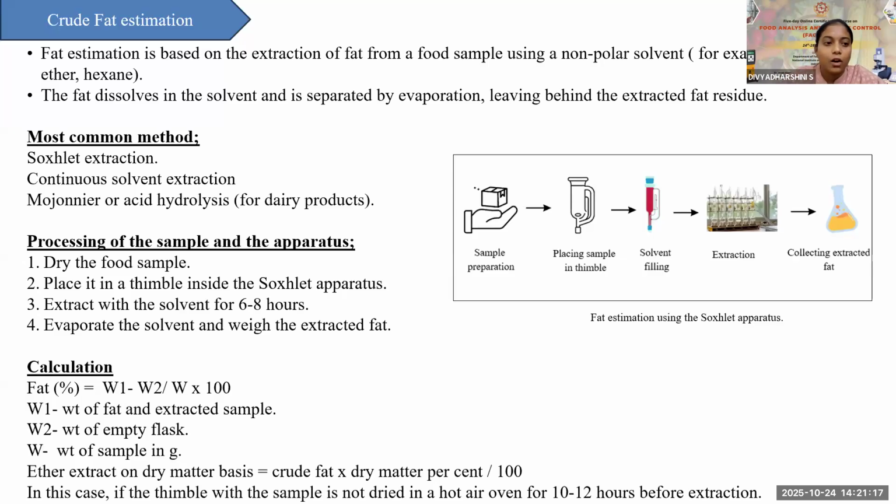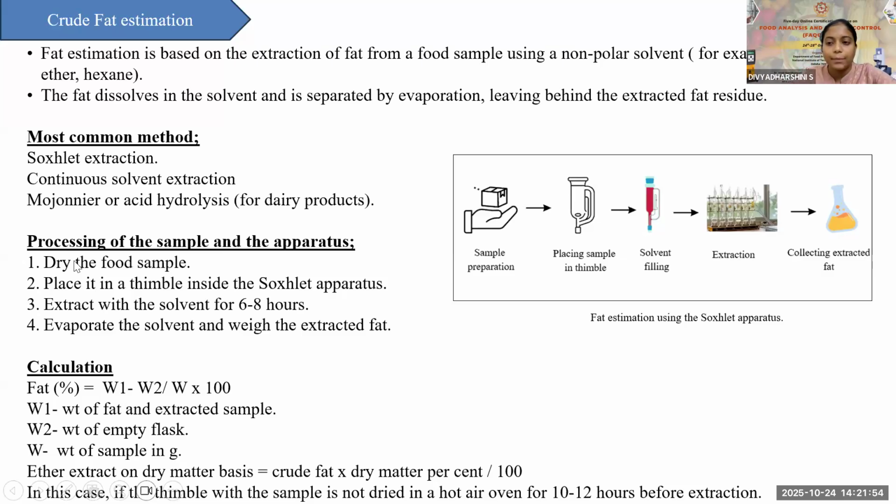The most common methods are Soxhlet extraction and continuous solvent extraction. Both are similar, and Mojonnier or acid hydrolysis is used for dairy or liquid samples. First, I will explain Soxhlet extraction. In the Mojonnier method, we use ammonia solution and then ethanol for the extraction. In acid hydrolysis, we use HCl for hydrolysis, and when the fat layer separates, we skim it off from the dairy or high-fat products. Now I will explain the Soxhlet apparatus.